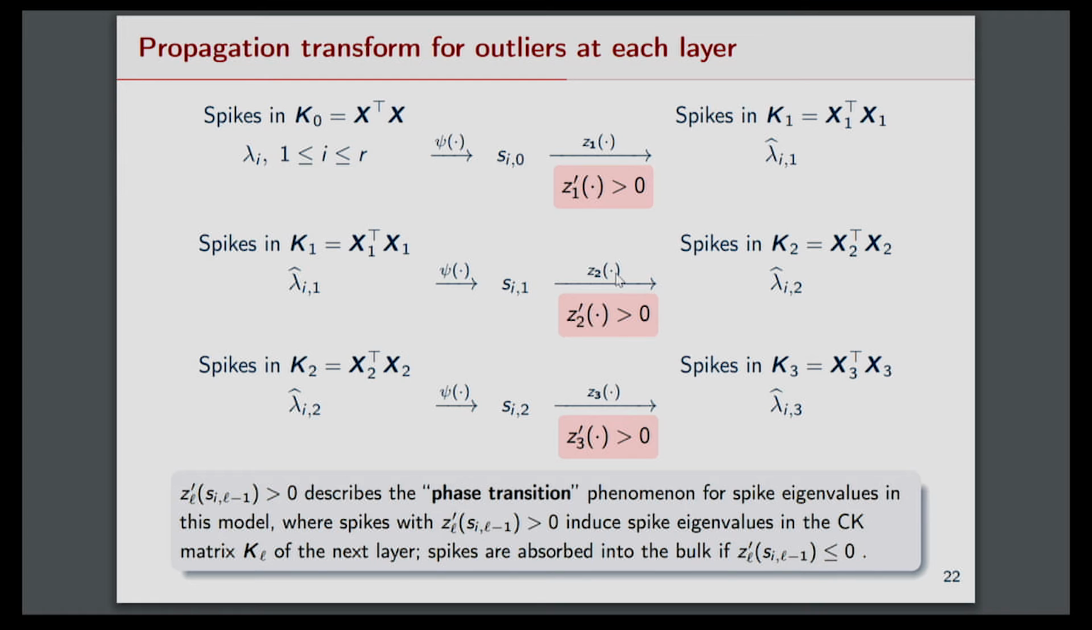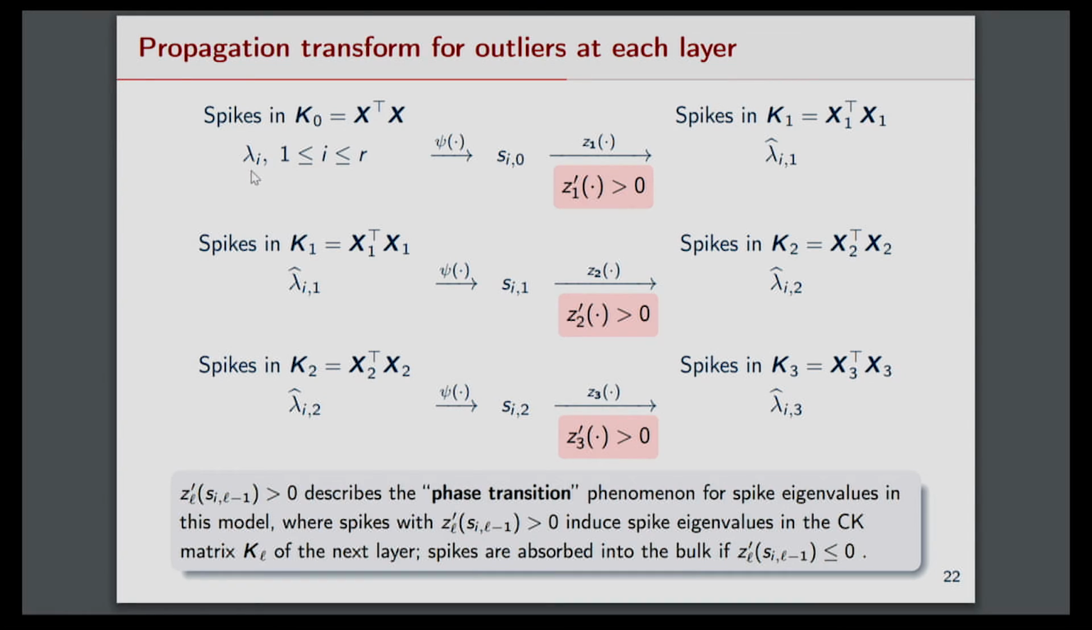As I mentioned, this Z derivative being positive is like a phase transition. If this derivative is negative, then the spike eigenvalue will just be absorbed in the bulk distribution. You will not see the spike. So that's the propagation for the eigenvalues.